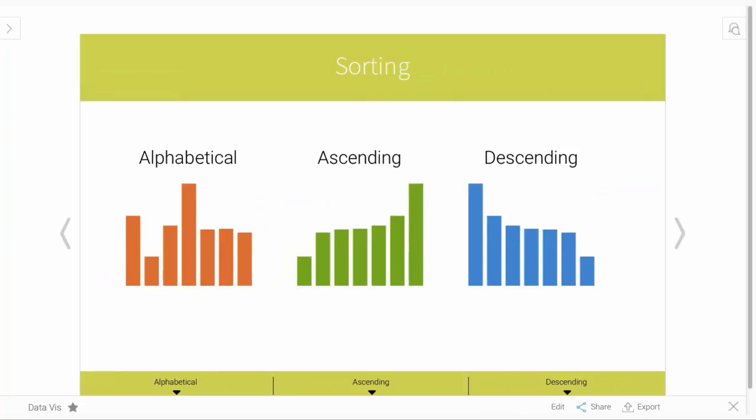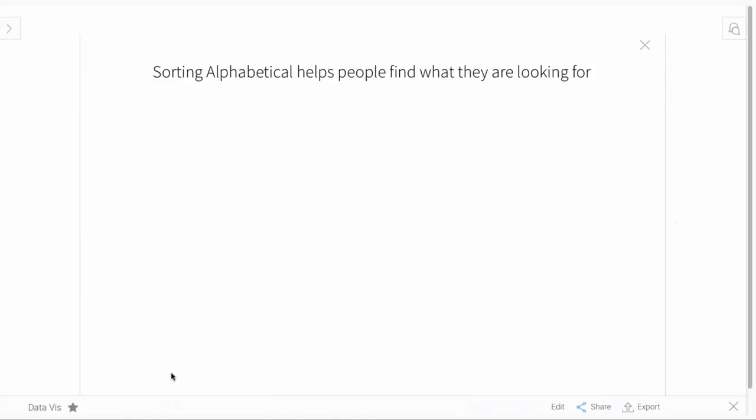Now, sorting is another area that helps add clarity to your charts. It's always a good idea to appropriately sort your charts. And this is especially relevant when using bar and column charts because sorting can help you tell the story a bit better. So if you sort by alphabetical, this works really well when you want to help people find the category that they're looking at.